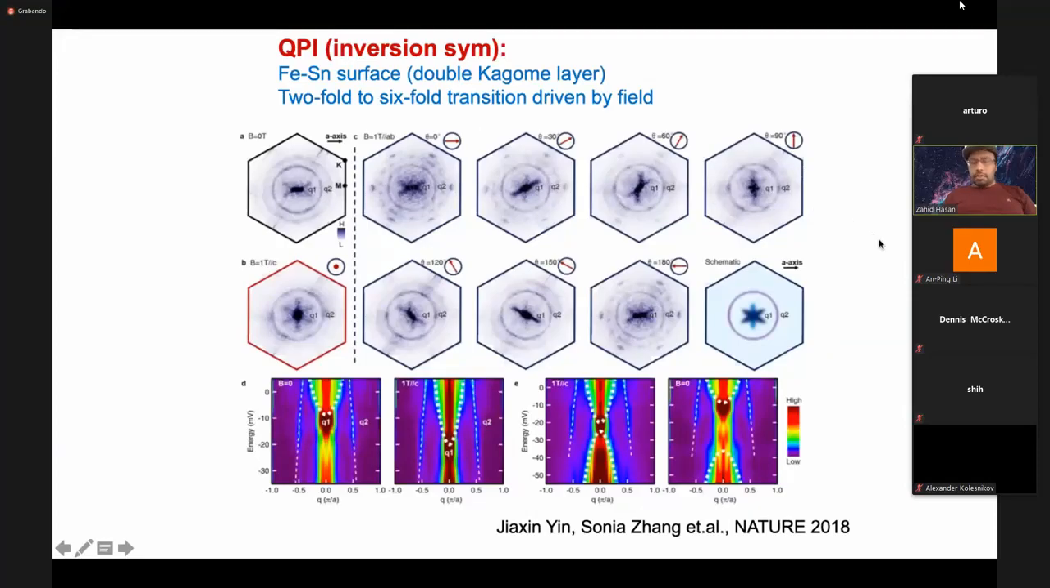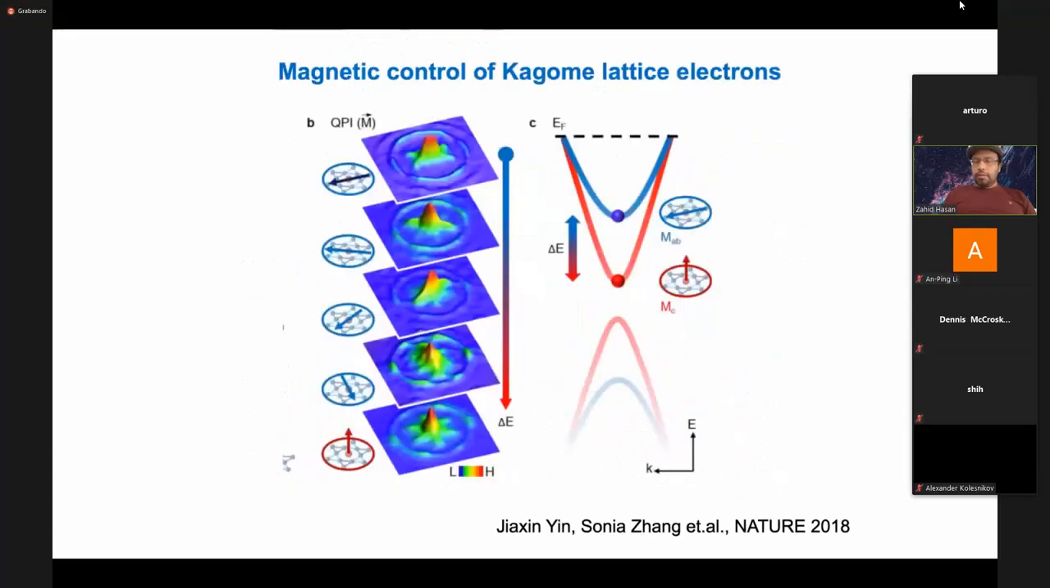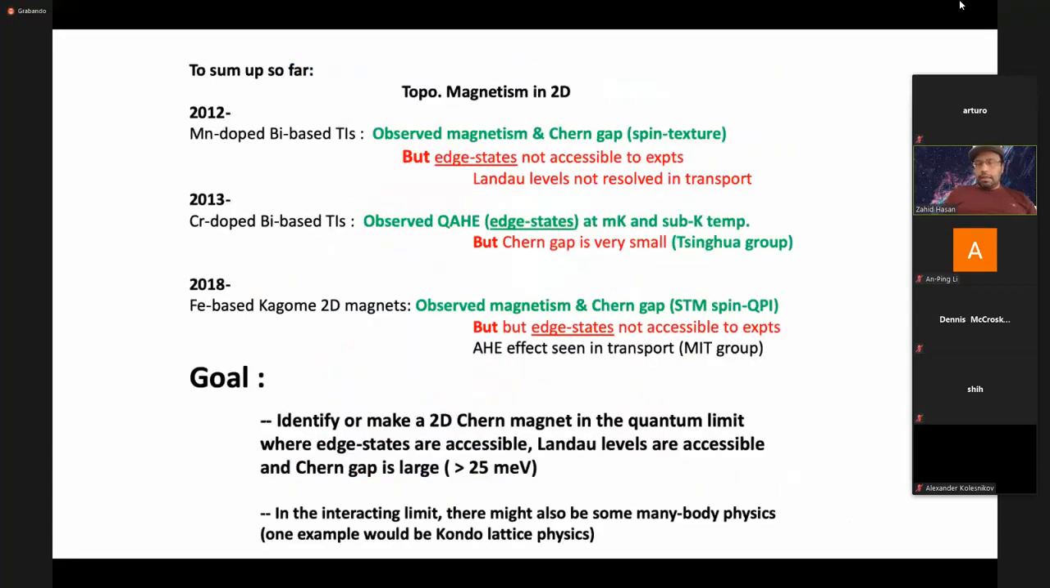This is the first example of an electronic nematic system where you can control with a magnetic field. I don't know of any example of that. If you apply a strong enough field out of plane, your crystal symmetry recovers. QPI is now six-fold. So that means this is a Chern magnet with very strong interaction, really pushed into a many-body physics regime. But apart from the many-body part, which makes it more complicated, let me review what was happening.